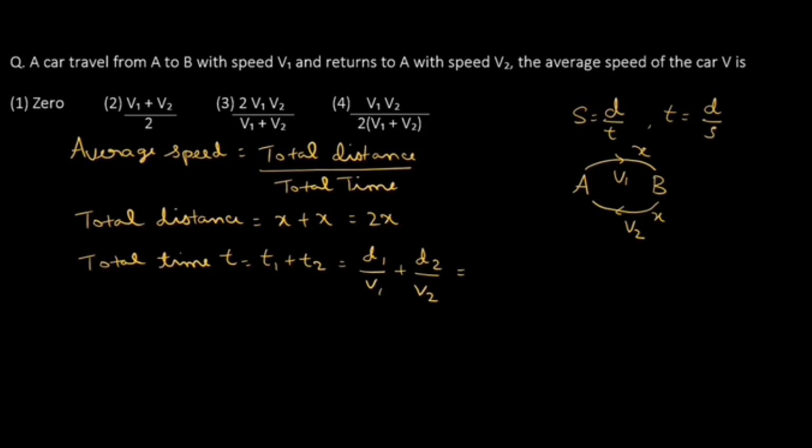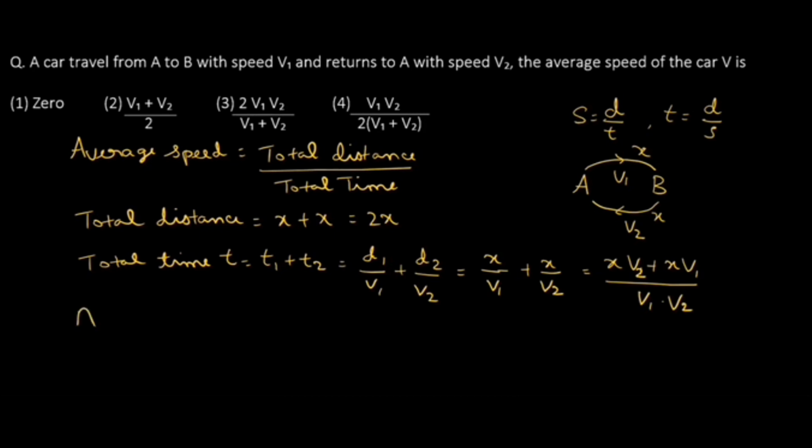So since the distance traveled will be the same, we get x by v1 plus x by v2. We can cross multiply, which will give x v2 plus x v1, divided by, in the denominator, v1 dot v2. So this is the total time taken.